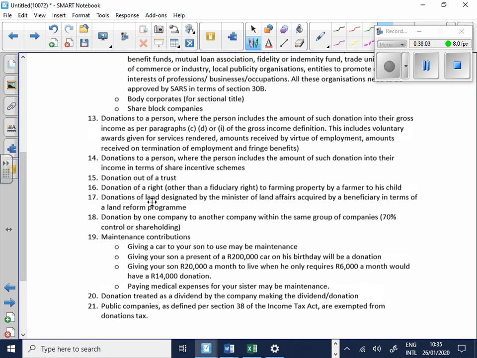Guys, donation by one company to another company within the same group of companies, that's a 70% holding in between. Is that all right? So you can transfer assets between companies without paying donations tax.